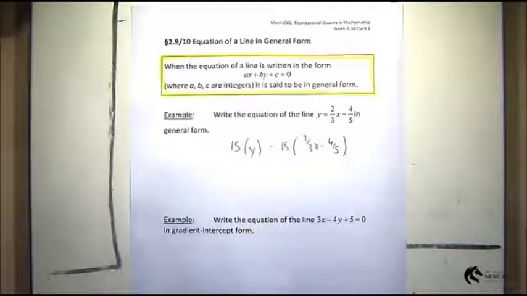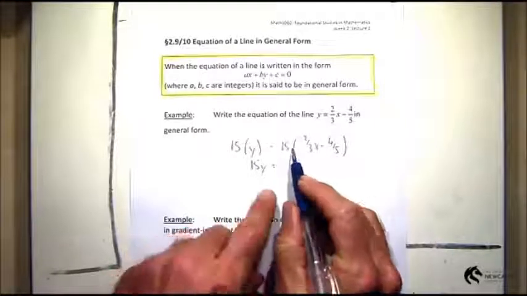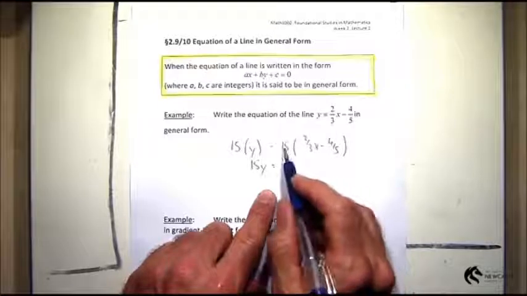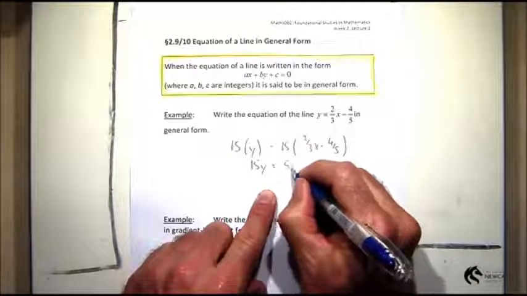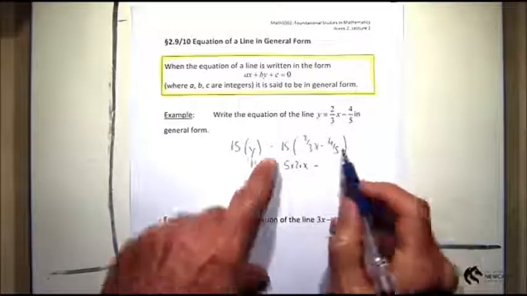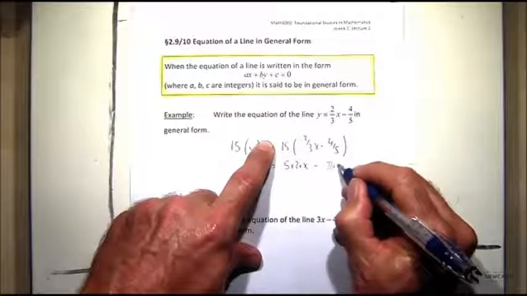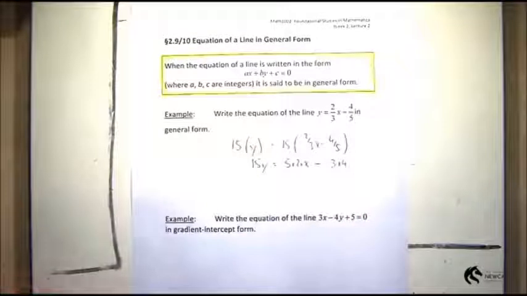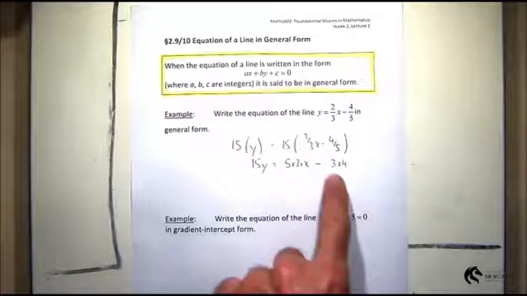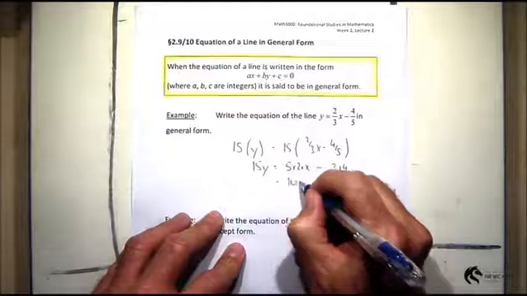So 15 times y is just 15y. Now in here, I've got 15 times 2 divided by 3. 3 goes into 15 5 times, so that's actually just 5 times 2 times x there. And here, 15 times 4 divided by 5, that's the same as 3 times 4, sitting there. So I have 10x minus 12. So this is 10x minus 12.